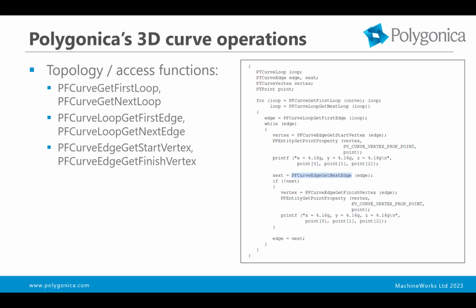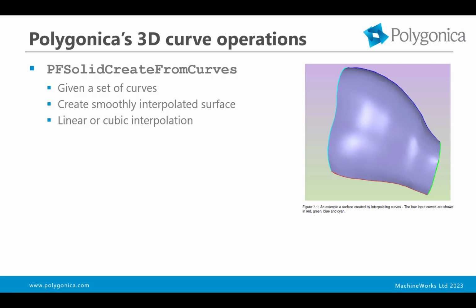There's a bunch of access functions. You can walk the topology of curves, so you can start with the loops and walk the loops, and then for each loop you can get the edges, walk the edges, and for each edge you can get the vertices, etc. The code on the right gives you an example of that. And you can also use curves to create surface patches. These are polygonal surface patches, not NURBS. So given a set of curves, you can create a smoothly interpolated surface using linear or cubic interpolation.